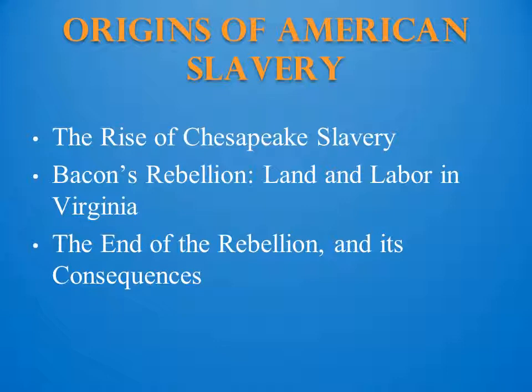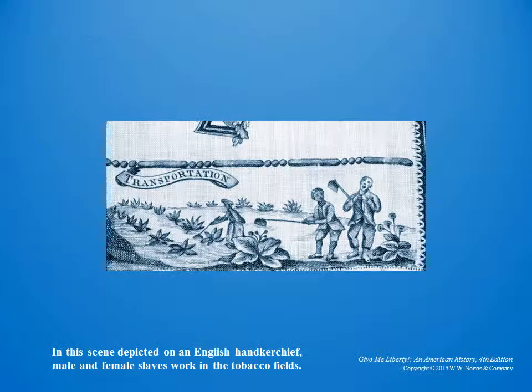So they are reinforcing property qualifications for voting, also reduced taxes, and adopted some more aggressive policies toward Indians to open up more western lands. Most important, tobacco planters more and more spurned potentially rebellious white servants for African slaves. So they're no longer relying on the white servants, instead on African slaves. And this is making Chesapeake region a society that is now based on slavery.